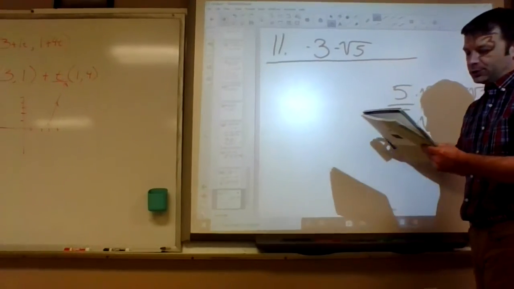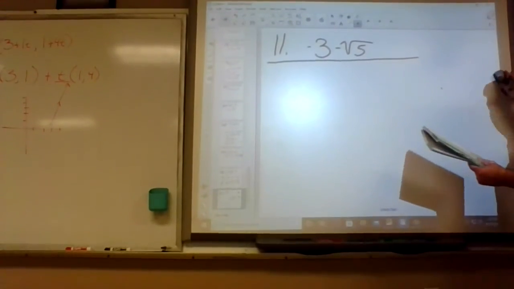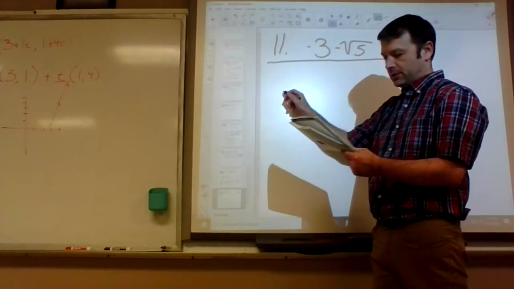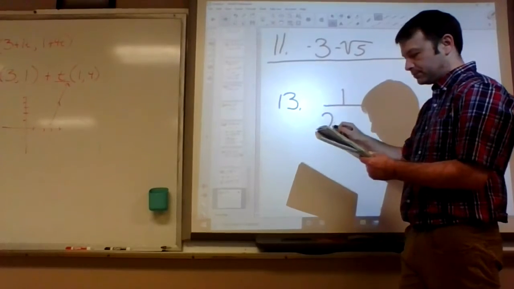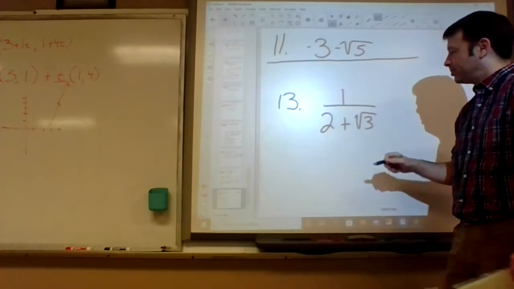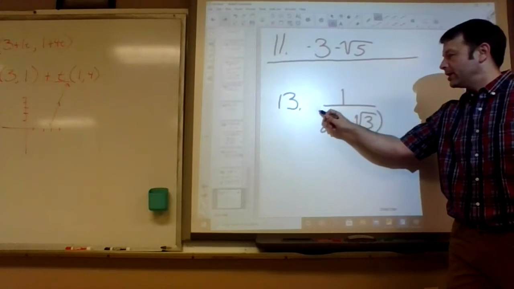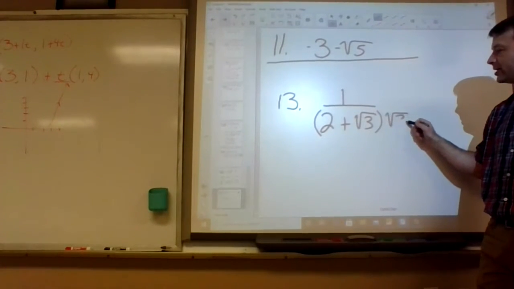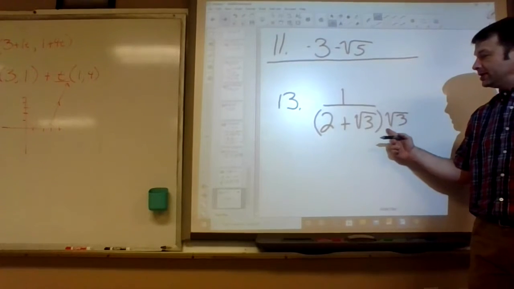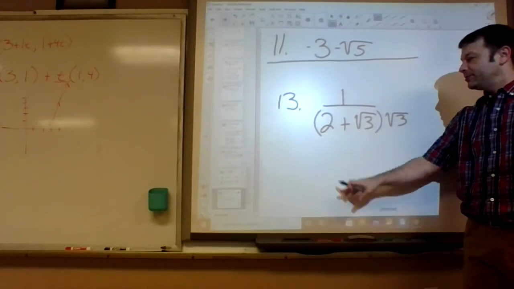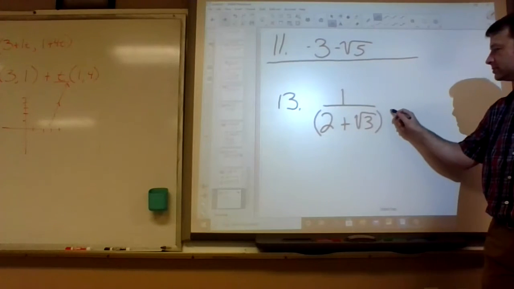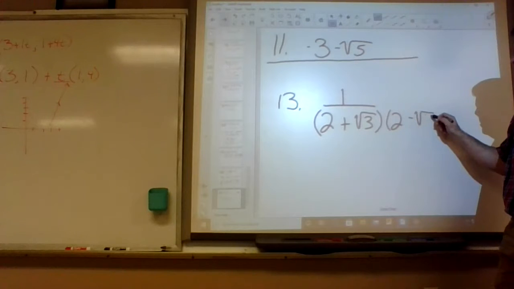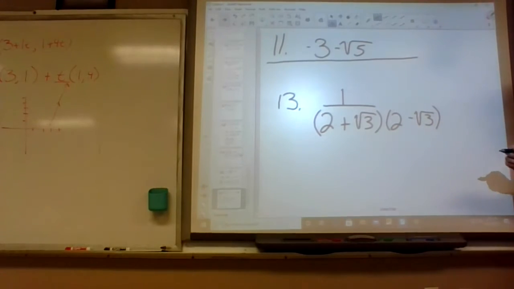On number 13, we've got a square root on the bottom. But I can't just multiply by square root of 3. Why not? Because if I did, I would have to multiply all of this by square root of 3, and I would still have a square root on the bottom, so that doesn't fix it. Guess what does fix it? The conjugate. Because when you multiply the conjugate, stuff cancels out and your square roots go bye-bye.